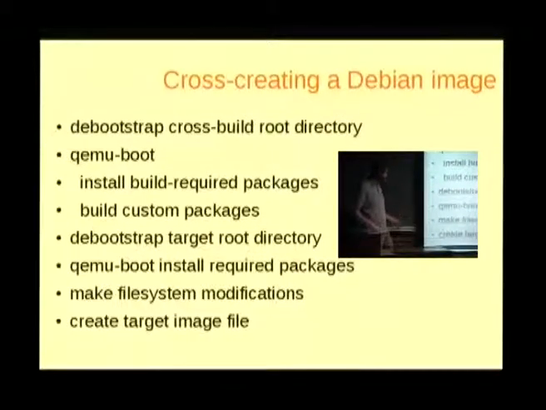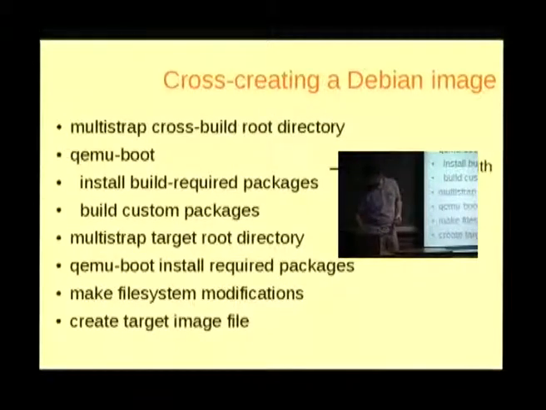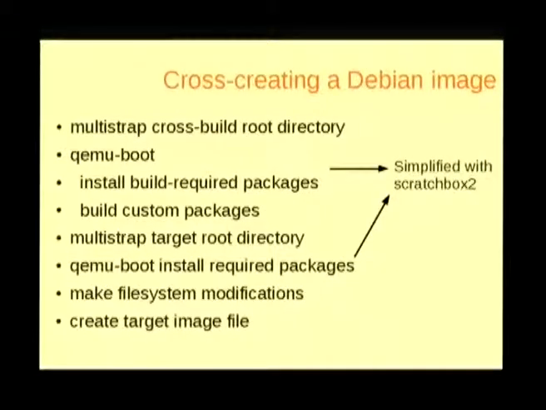And the last steps are the same. So you make your file system modifications and create a target image file. Now all this QEMUing, there is a tool that helps for that. That is called Scratchbox2. I haven't used it myself. I just found out about it when doing research for this presentation. The last time I did this process was 3 years ago, and then it didn't exist yet. So, yeah.